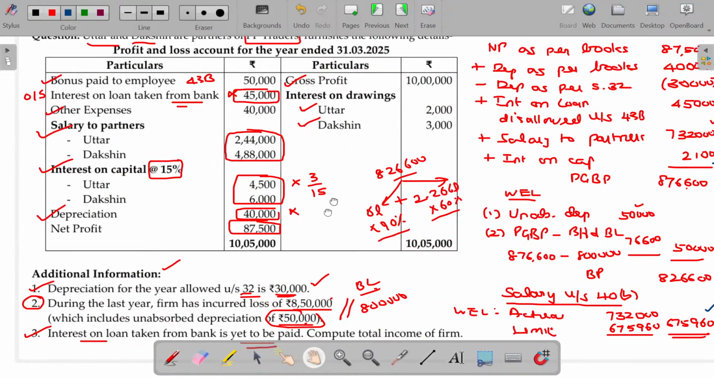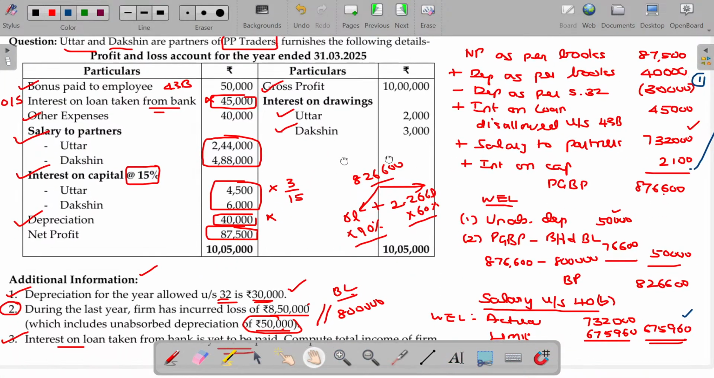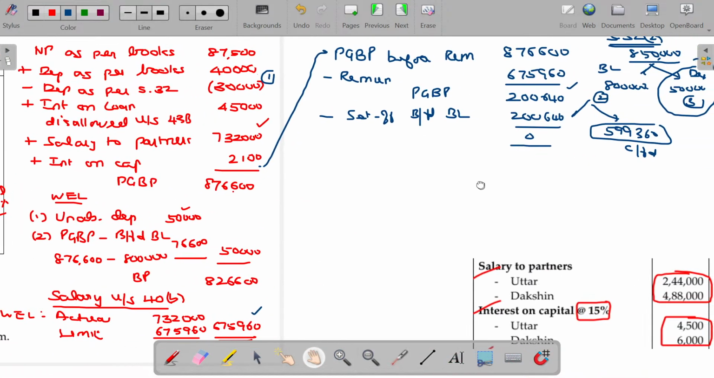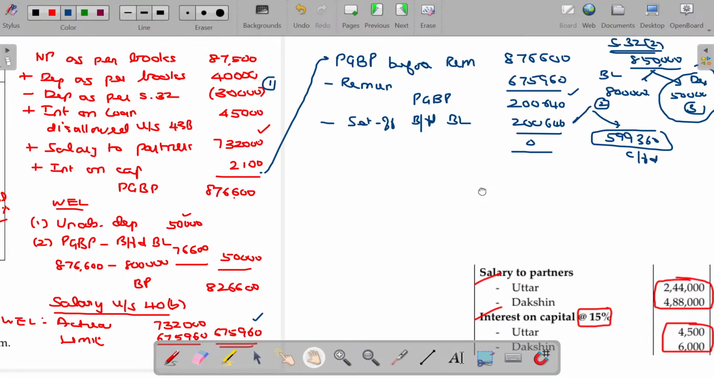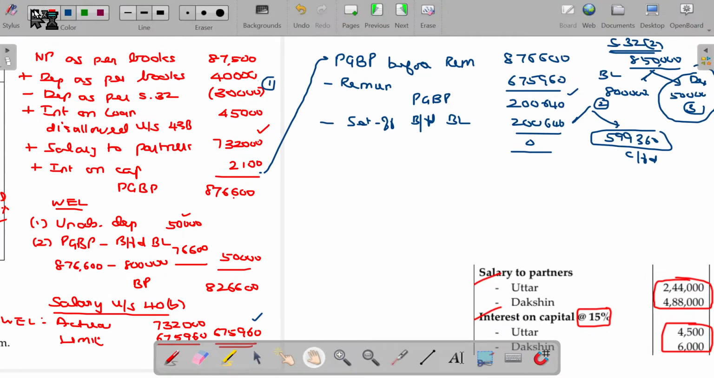What about the P&L ratio of these two partners? Nothing stated, so we assume it may be equal partners. Now, from the firm to partners.